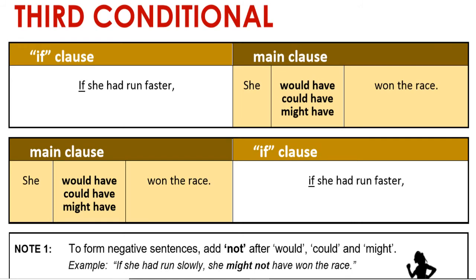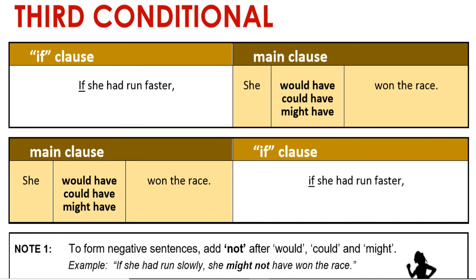In this video, you can realize that we use third conditional with if. This table will help you. If she had run faster, if plus subject she plus had. After had, past participle. The past participle of run, run. So if she had run faster, comma. Here you have comma. Why? Because you start with if. What will happen? She would have, after would have, past participle of win, won the race.